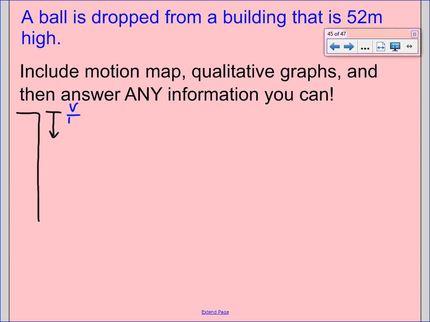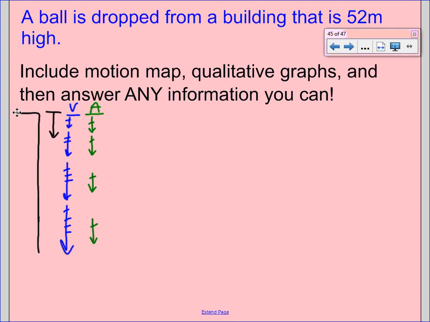My velocity vectors are going to start small, and it's going to speed up more and more and more until obviously it finally gets to the bottom of the building. Since the object is speeding up, and I've said down is positive, my acceleration vectors are also going to point down. There we go. So that is a motion map for a vertical situation.